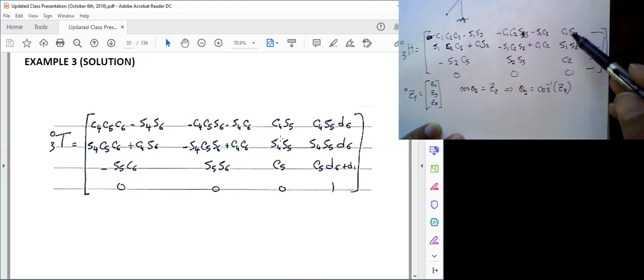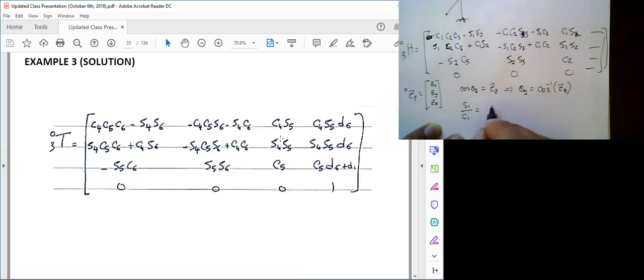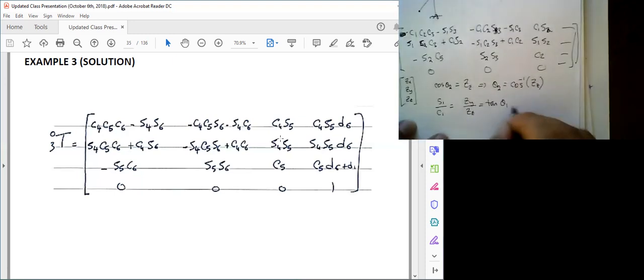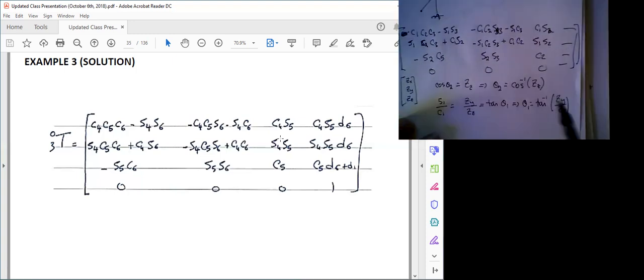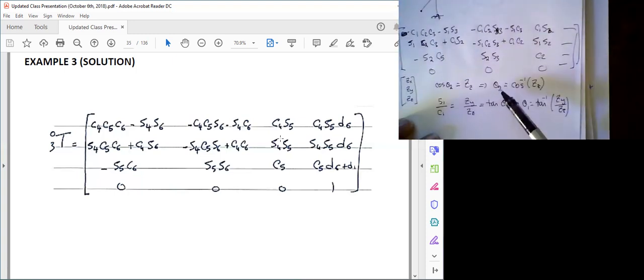How can I solve for theta 1? So one thing we can do is divide this guy over this guy, right? So if I divide this guy over this guy, I have here S2 and then S2, so I will end up with S1 over C1 is going to be equal to ZY over ZZ, right? You guys agree? Which is equal to tangent of theta 1. So theta 1 is going to be equal to inverse tangent of ZY over ZZ.